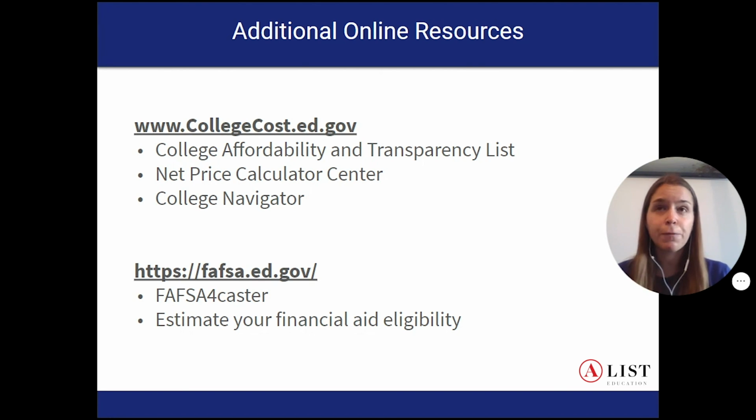You'll need to answer a few questions about income, and then you'll be able to see a prediction of how much you would pay to attend their college. It's important to recognize that it's just a prediction. It's not guaranteed, but it does give students an idea of which schools will be most affordable for them. You can also use the FAFSA forecaster to determine your financial aid eligibility for the FAFSA.